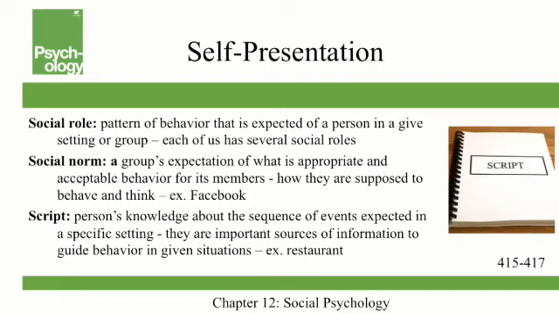Self-presentation is one major social determinant of behavior, and that's our social roles. This is a pattern of behavior that's expected of a person in a given setting or group. Each of us has several social roles. For example, I'm a son, I'm also a father, I'm also a son of a gun, I'm a college professor, and I'm a few other things too.